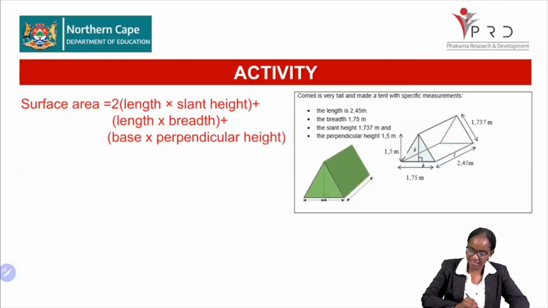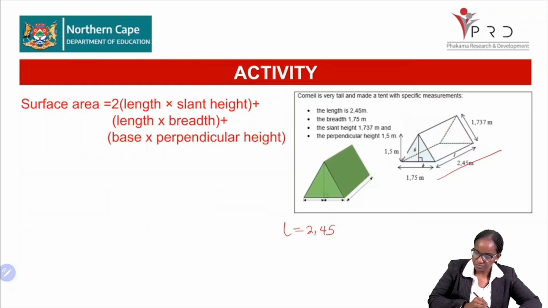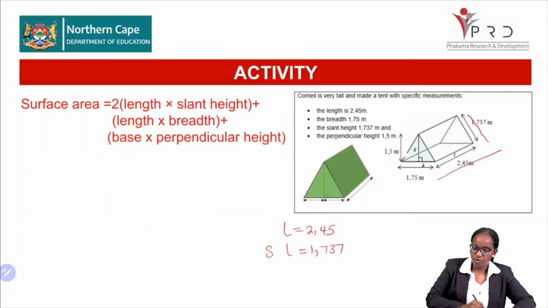What is the length? In this case, our length is 2,45. This is the length. What is the slant height? That slant height, I'll just say SL, is 1,737. The length we've mentioned. What is the breadth? The breadth is 1,75.